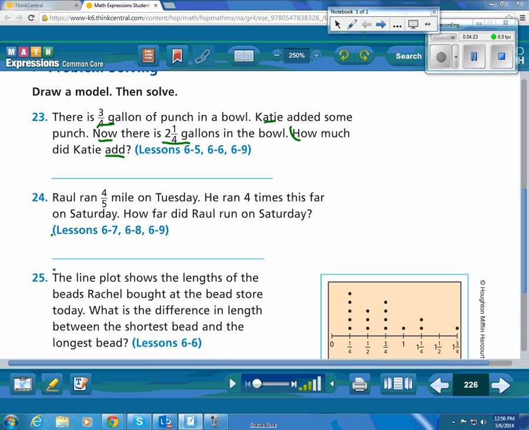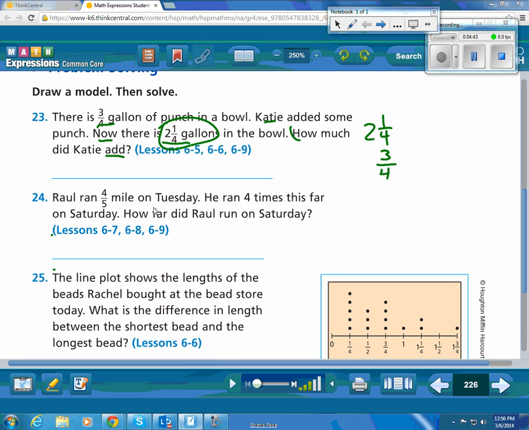Okay. Do I have a total? Yes. Total goes on top. So 2 and 1/4 is what she ended up with. She started with this much, 3/4. And I need to find out how those two are different. Total goes on top. I have 1 addend.